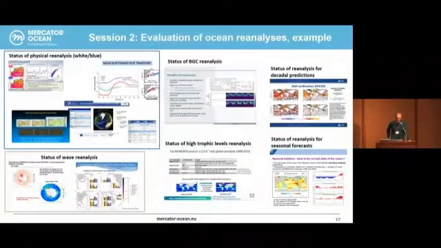And the last part, to finish the day, we have the status on what is used and what is needed for decadal prediction and also seasonal forecast, to validate the model, but also to propose some initial conditions and to try to better understand the need and what we miss with the products we have for the moment.